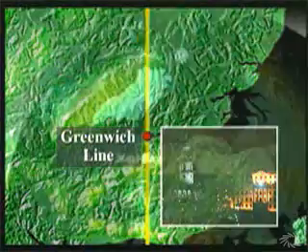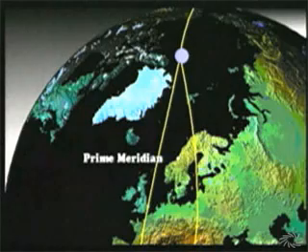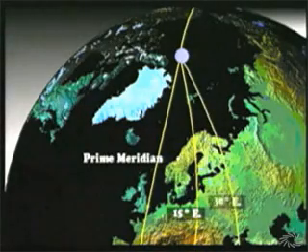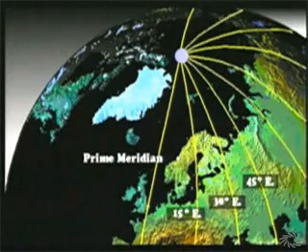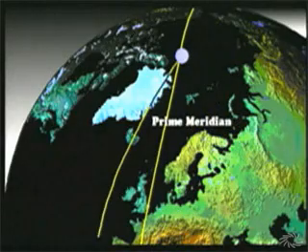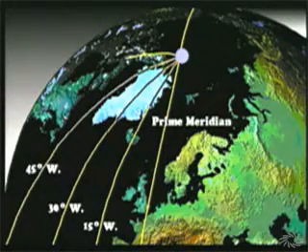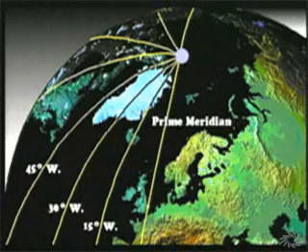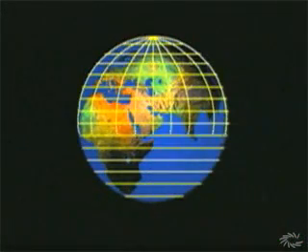When other meridians are drawn to the east of the prime meridian, we identify them by saying 15 degrees east, 30 degrees east, 45 degrees east, and so on. When they're located to the west, we say 15 degrees west, 30 degrees west, 45 degrees west, and, well, you see how it works.